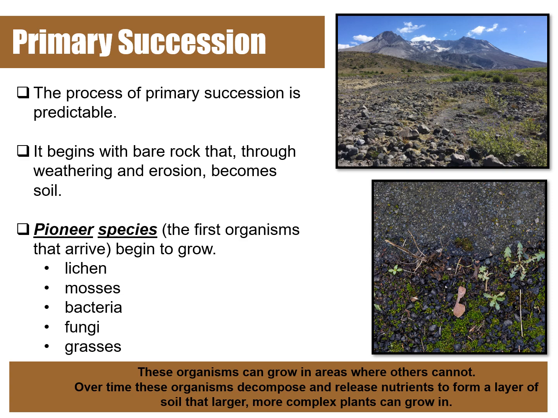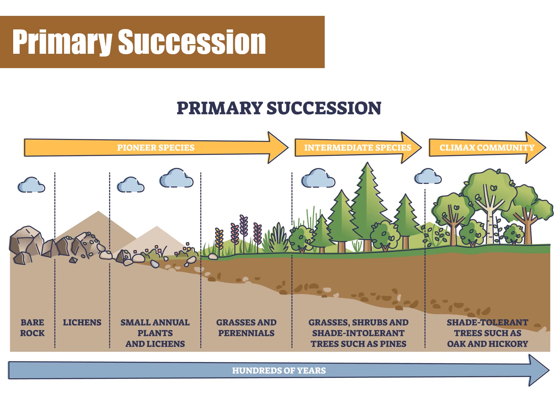And they're going to decompose over time. They're going to release nutrients to form a layer of soil that's going to allow more complex, larger plants to grow in. As you can see here, we're not seeing very large plants, right? It's all little mosses and little tiny grasses. That's what's going to start us off. And so we have our bare rock because, again, nothing else is going to be surviving there. And then we have lichens, and those are going to start to break down that rock into soil, which is the really neat part. We're going to start to create a small, thin layer of soil in which small annual plants and lichens can survive.